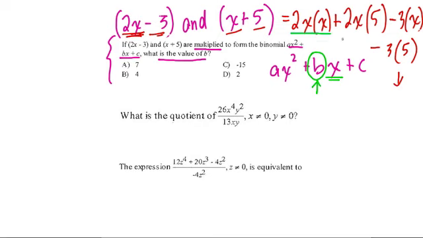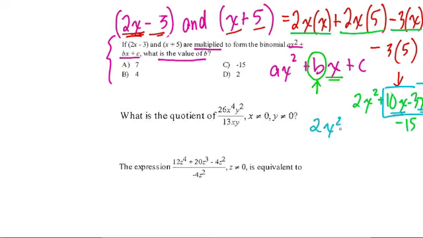Well, 2x times x is 2x squared. 2x times 5 is 10x, because 5 times 2 is 10. Negative 3 times x is minus 3x. And negative 3 times 5 is minus 15. We can simplify this a little bit with these two terms right here. You have 10x's and you subtract 3x. What's that? Well, you can think of 10 minus 3, because this just means you have 10x's and you're subtracting 3x's from it. So altogether, that's 2x squared plus 7x minus 15.